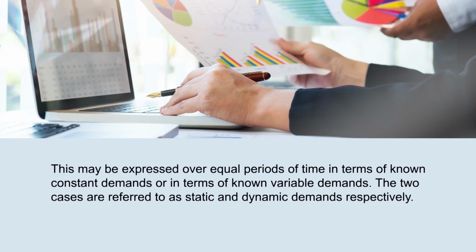And otherwise, if we assume a probability, that is a dynamic demand or probabilistic demand. So in deterministic demand, the quantity needed over subsequent periods of time or time horizons is known with certainty. This may be expressed over an equal period of time in terms of a known constant, depending on the nature of the variable demands. The two cases refer to static and dynamic demand respectively.